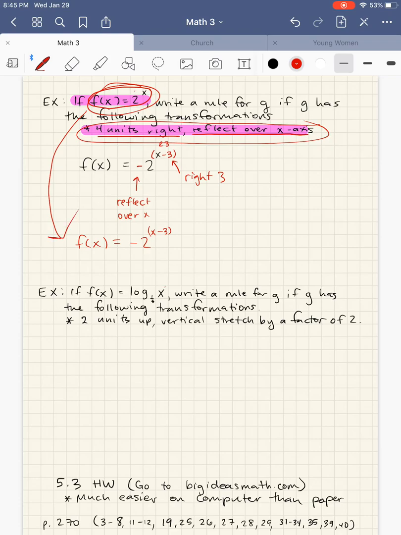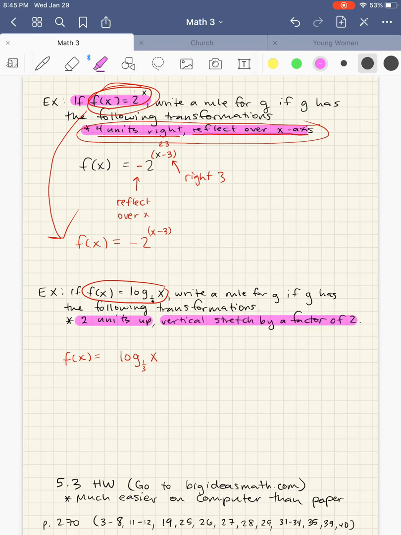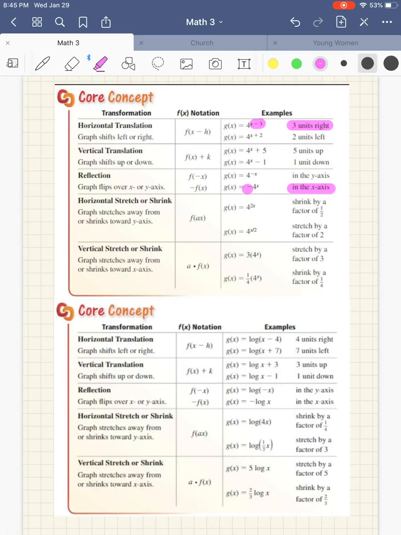What if we start with a logarithm like this? That's what I'm going to start with. It looks like we're doing base 1/3. Who cares? It's okay. And then these are the instructions here. We need to go 2 up and a vertical stretch by a factor of 2. So let's go back to our page over here, and let's look for up 2. I'm going to erase this stuff real quick. So up 2.